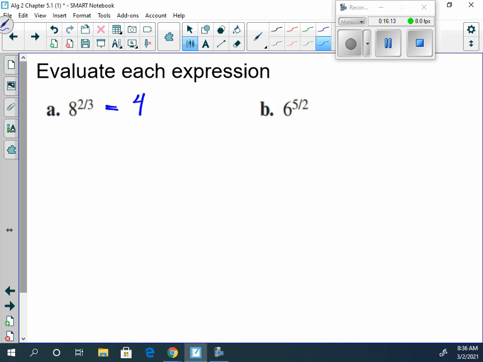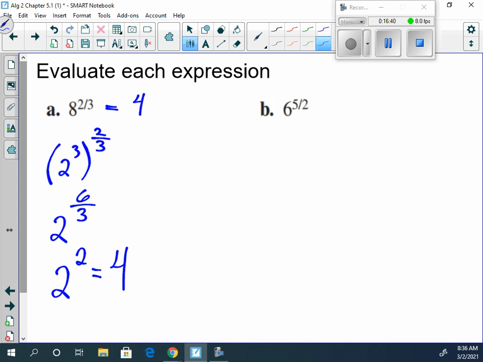Well, 8 is 2 to what power? 2 to the 3rd, yes? And this is to the 2/3. Now, we said powers of powers multiply together. So 3 times 2/3, well, 3 times 2 is 6. 6 divided by 3 is 2, and 2 squared is 4. So on some of these here, if we can reduce it, it helps to get us to the answer. But the calculator will do the exact same thing.